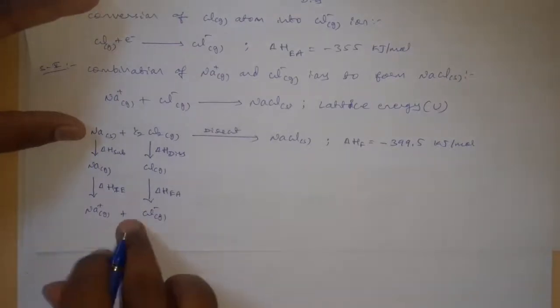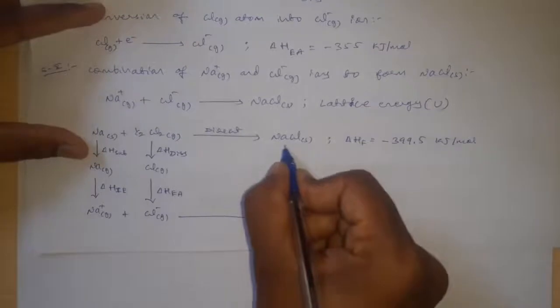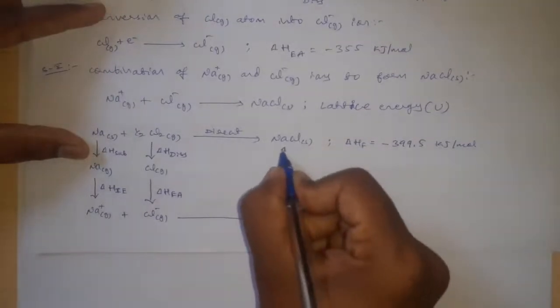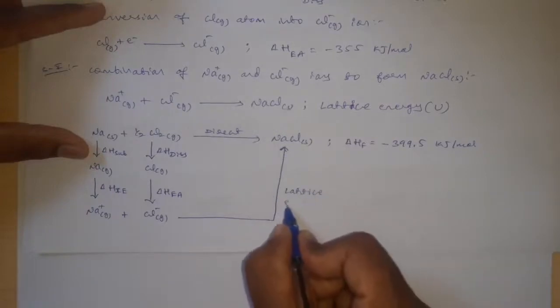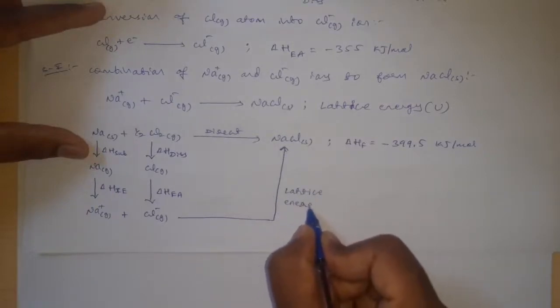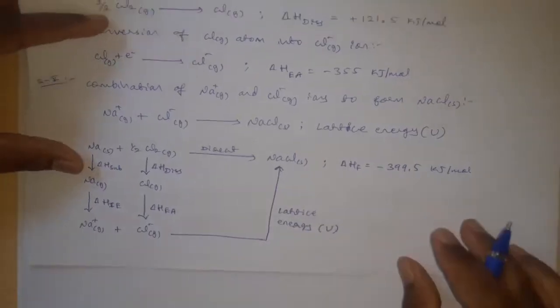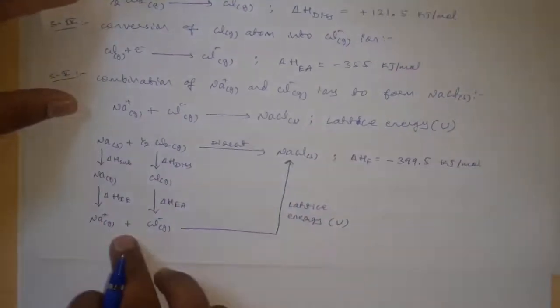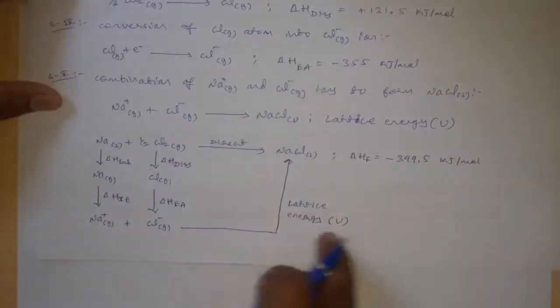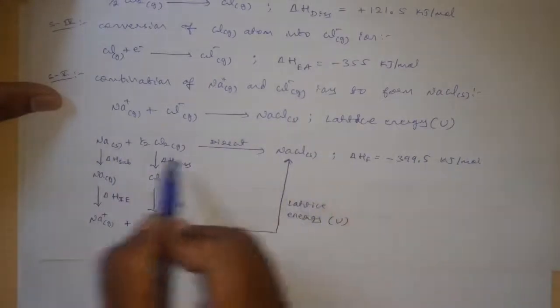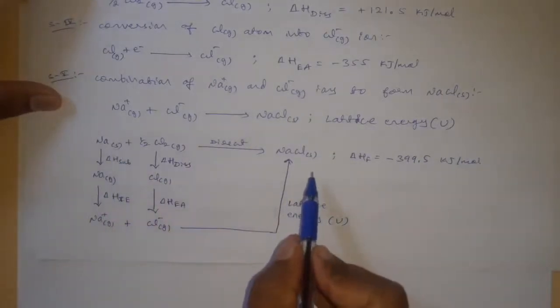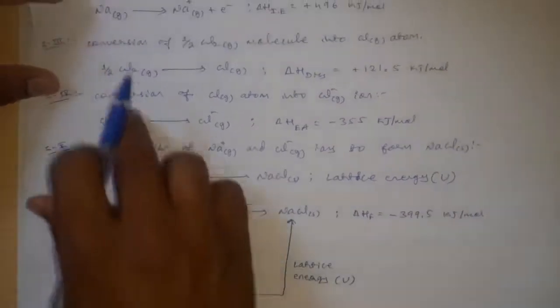Then these two combine together to form solid sodium chloride, and the energy change here is the lattice energy, which we write as a capital U. This is a cyclic process, the Born-Haber cycle. This one is the direct method and this one is the indirect method. Now by using this cycle, we have to calculate the lattice energy of the sodium chloride crystal.